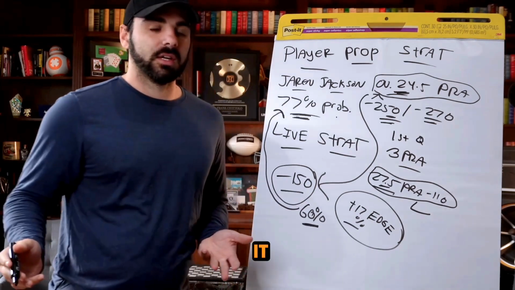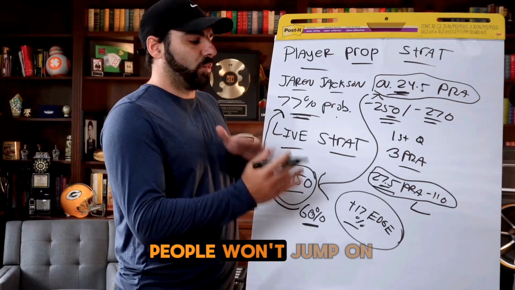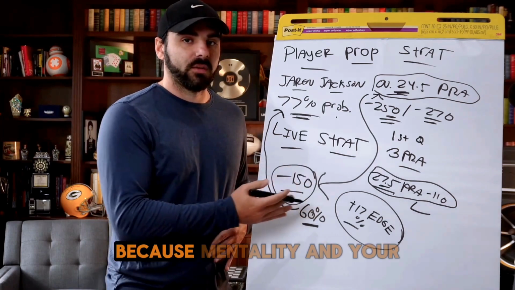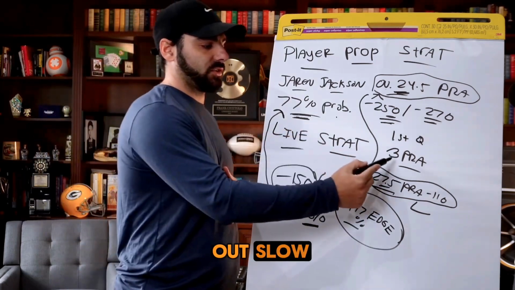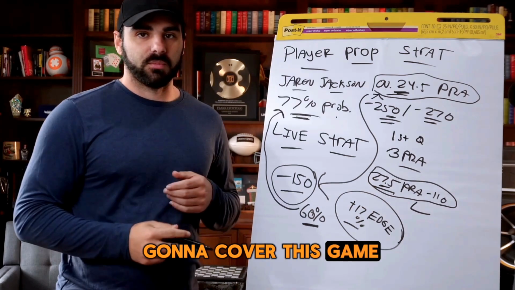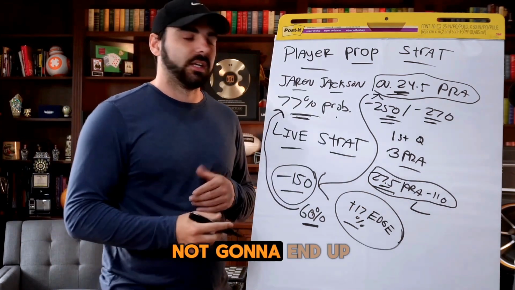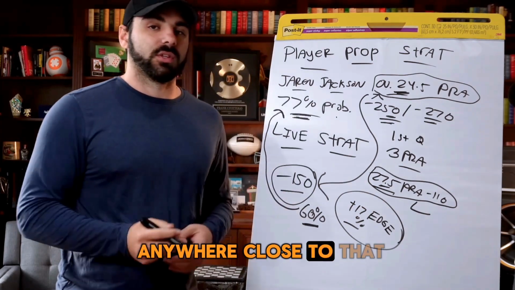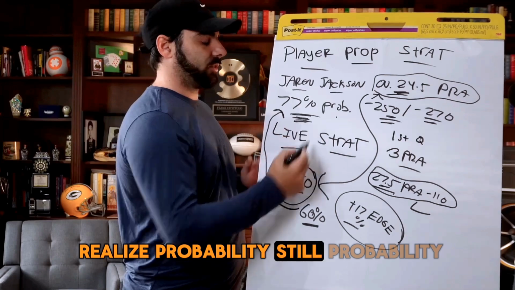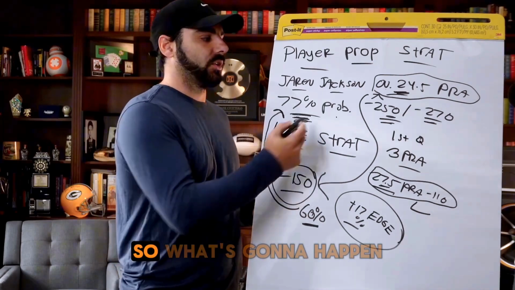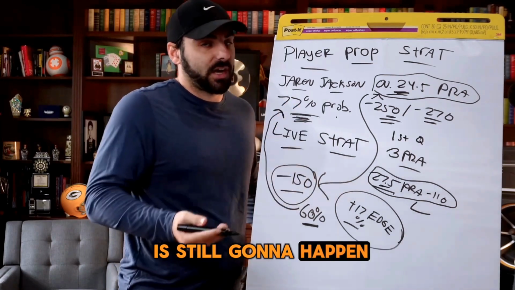You just ride with it, because a lot of people won't jump on that right away, because mentality and your mental state thinks that, okay, if the guy starts out slow, oh, he's probably not going to cover this game. Oh, he's probably not going to end up hitting his number. He's not going to get anywhere close to that. That's where your mentality thinks. But you have to realize probability is still probability. Okay? So what's going to happen is still going to happen regardless.